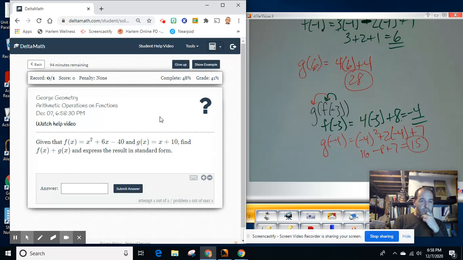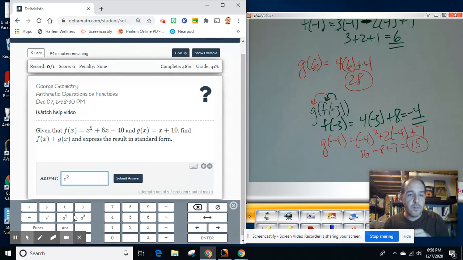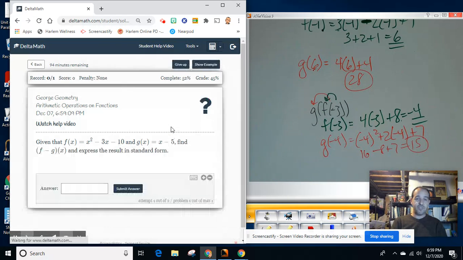So given that f of x is this and g of x is this, find f plus g of x and express the results in standard form. You know what that's a really fancy way of doing? What we did on the first 2 or 3 problems. All it's saying is combine like terms of these two functions. So I look around and I'm like, okay, I see x squared. I don't see any other x squared. So x squared. I got 6x and I got 1x. Remember, there's a 1 in front of there. 7x. And I got -40 plus 10, which is -30. That's it. It's the same thing. It's just in a different notation, and I'm trying to see if it messes you up.